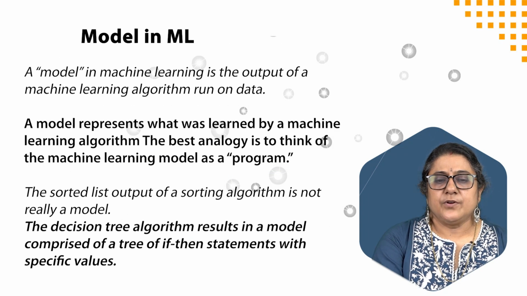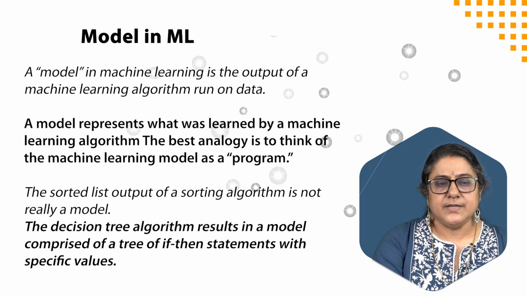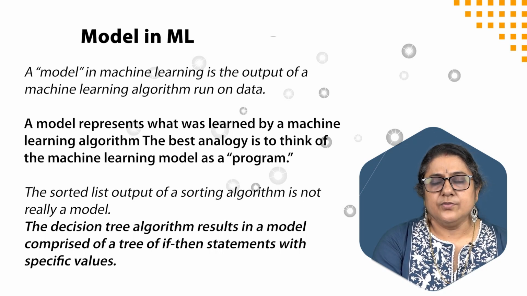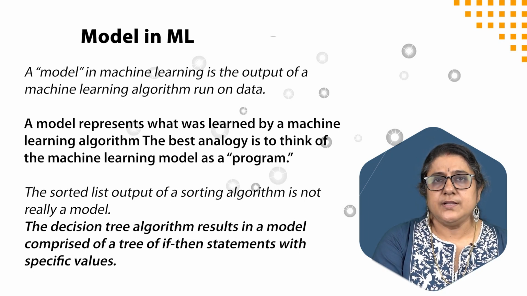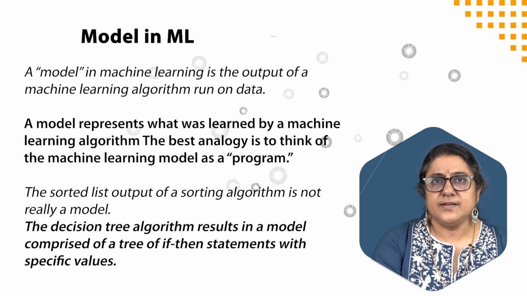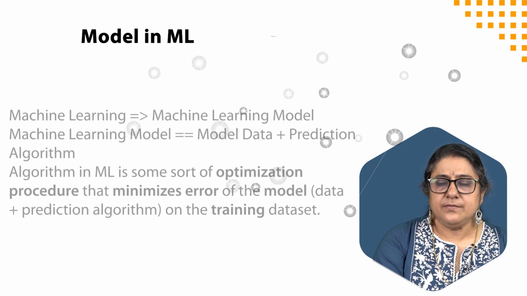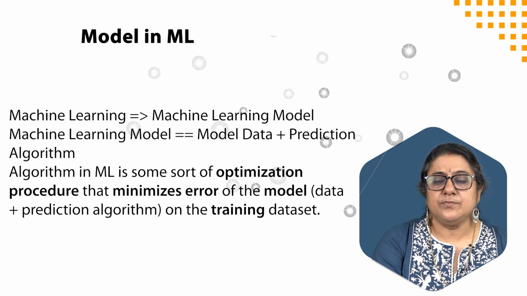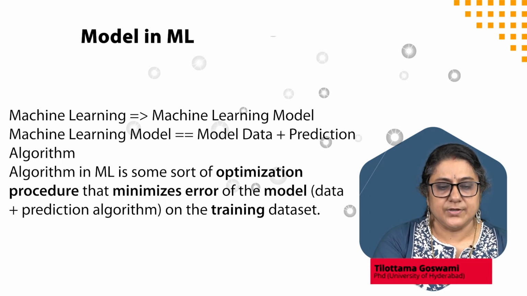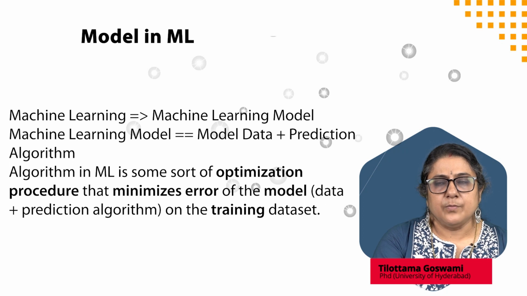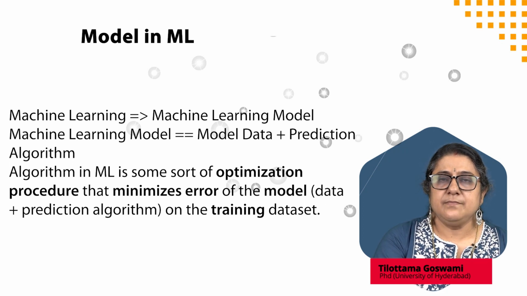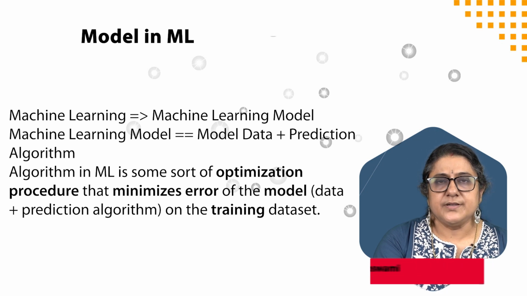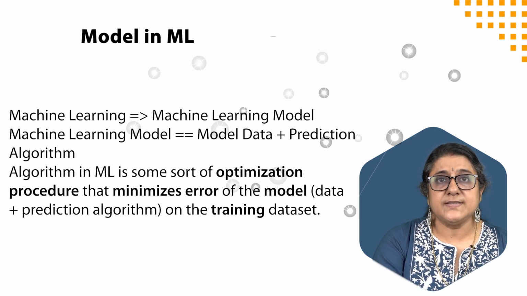So the model represents what was learned by the machine learning algorithm, and here the output is a model. This model is tested with the test data. The machine learning initially creates the model, and that model is nothing but the model data and the prediction algorithm. It is a type of optimization procedure that minimizes the error of the model on the training data set if it is a supervised algorithm.